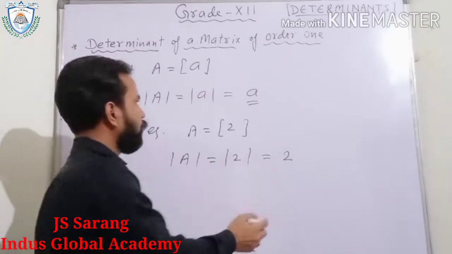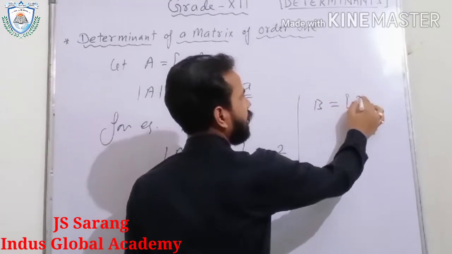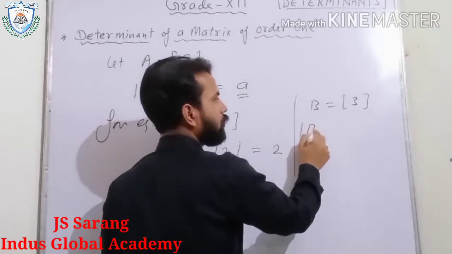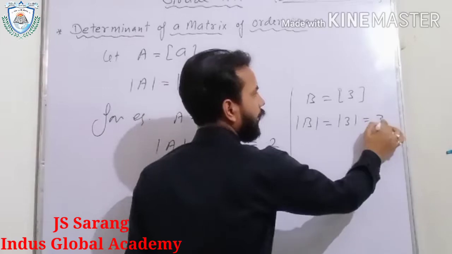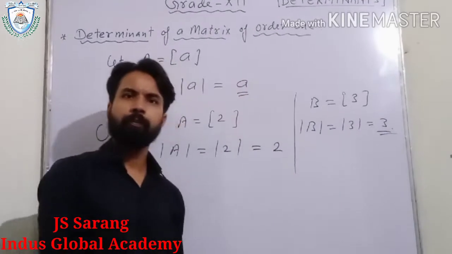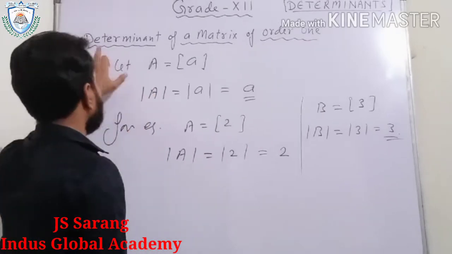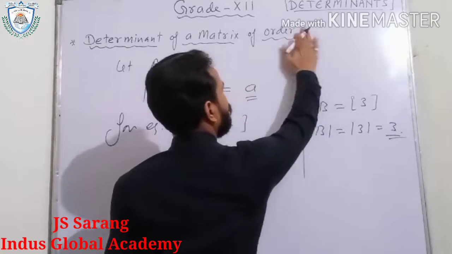Got it? One more example. Consider another matrix B like this, and we want to find the determinant of B. So determinant of B is equal to this, and its value will be 3. Is it clear to everyone? Okay. Now we will discuss the determinant of a matrix of order 2.